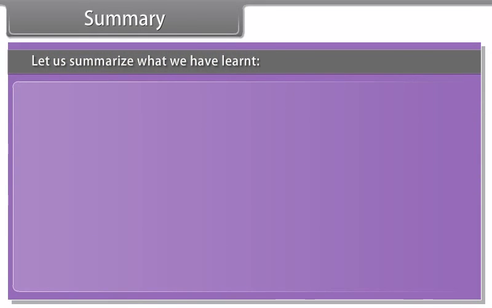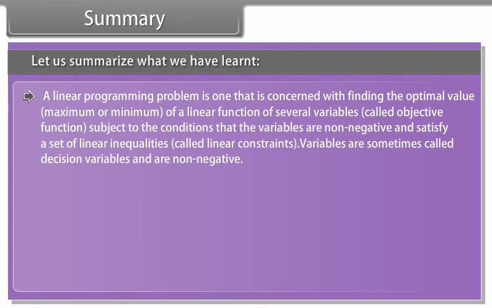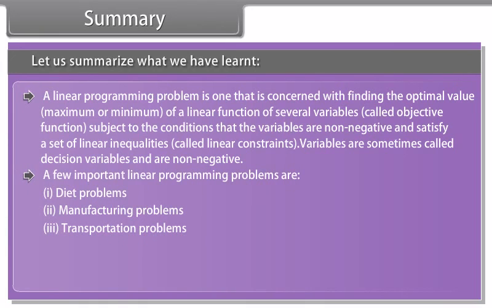Summary. Let us summarize what we have learned. A linear programming problem is one that is concerned with finding the optimal value, maximum or minimum, of a linear function of several variables called the objective function, subject to the conditions that the variables are non-negative and satisfy a set of linear inequalities called linear constraints. Variables are sometimes called decision variables and are non-negative. A few important linear programming problems are: 1. Diet problems, 2. Manufacturing problems, 3.